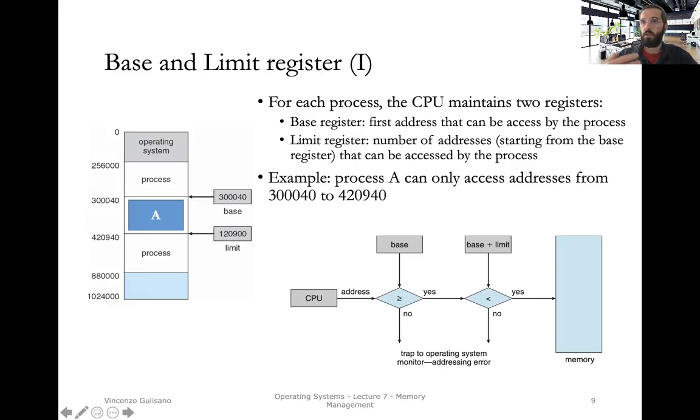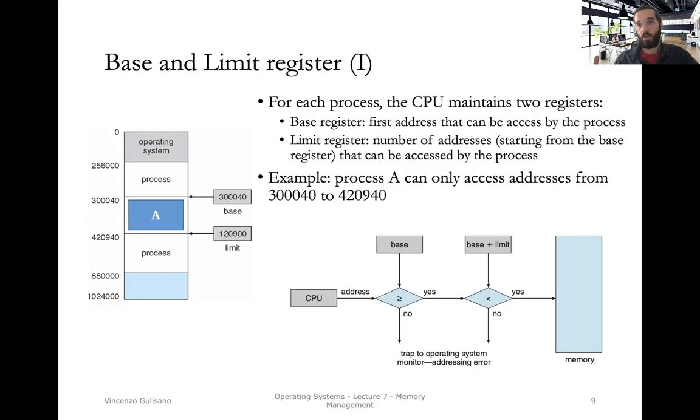When the CPU tries to access a specific address, the first thing we check is whether the address is greater than the base address. If it is, then we check whether it's less than the base plus the limit. If it is, then we let the CPU access the memory. Otherwise, in any of the other two cases, we let the hardware generate a trap, an alert, so that the hardware itself can stop once it is done with the execution of this instruction.